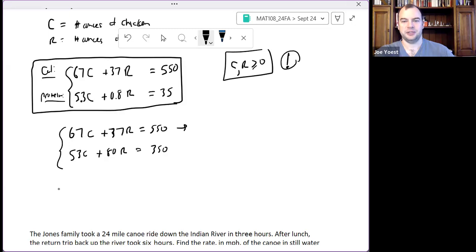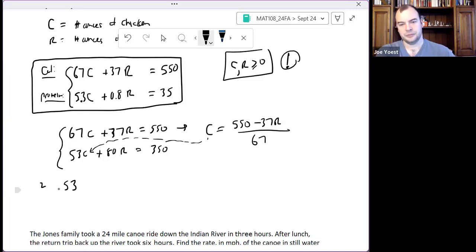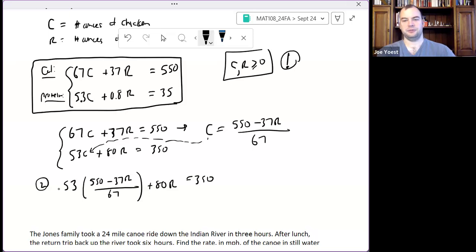So I'll take equation 1 and solve it for, say, C. So it's 550 minus 37R over 67. Solving that equation for C, and then I'll plug that into equation 2. So equation 2: 53C becomes 53 times (550 minus 37R) over 67, plus 80R equals 350.